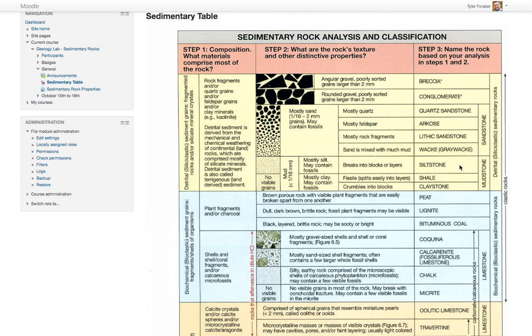Again, not an exact science with how we're doing this. It's hard to run a geology class virtually, but this hopefully provides you enough guidance that you at least understand how to work through these sedimentary rock tables in order to do analysis and classification. Hope that helps.